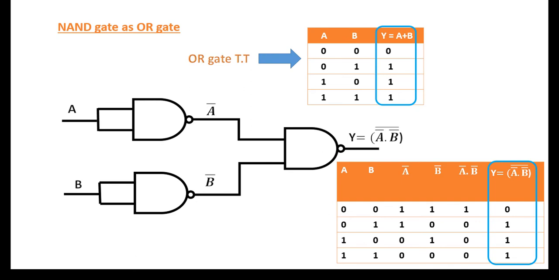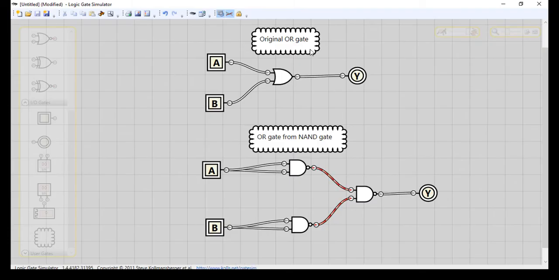Now we will move toward the logic gate simulator and compare this result to our original OR gate. This above one is my original OR gate, and this A and B are my inputs and Y is my output. Likewise, this is the OR gate prepared by the combination of three NAND gates. This is my first NAND gate, this will be my second NAND gate, and this is my third NAND gate. The input of the first and second NAND gates is merged into a single input, that is A and B. And the output of the first and second NAND gates is connected to the input of my third NAND gate. And this Y represents our final output for the combination of the three NAND gates.